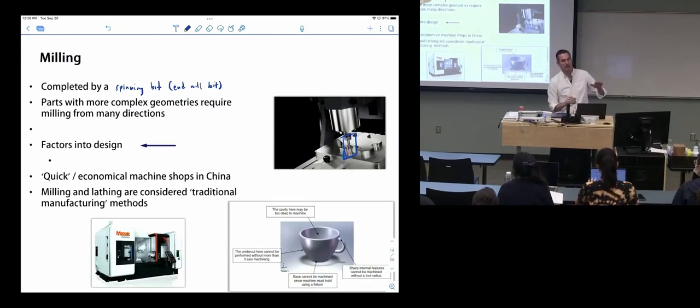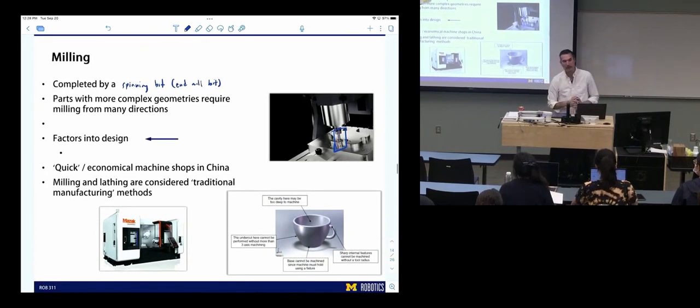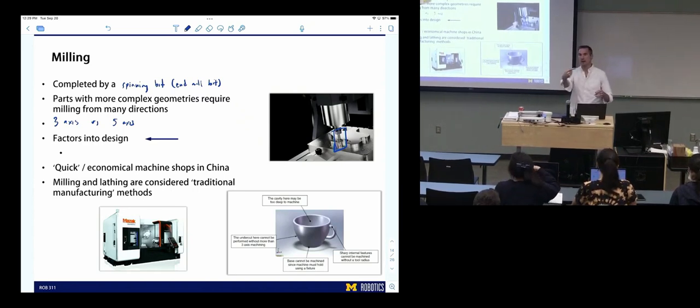So hopefully this will make sense. Depending on the part geometry, it can make milling harder or easier. So it factors a ton into design. There are generally two types of mills, 3-axis versus 5-axis. That means how can this part move? 3-axis means it can move in X and Y and Z. 5-axis means it can move all around.